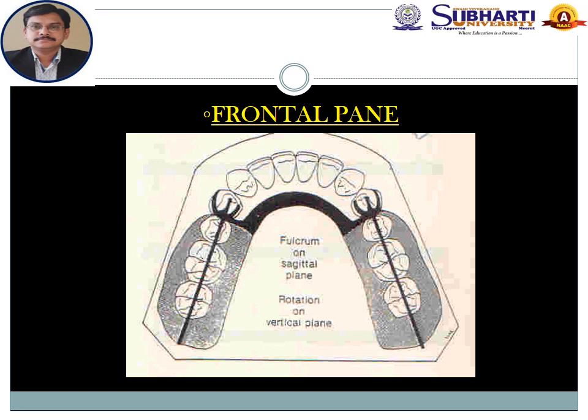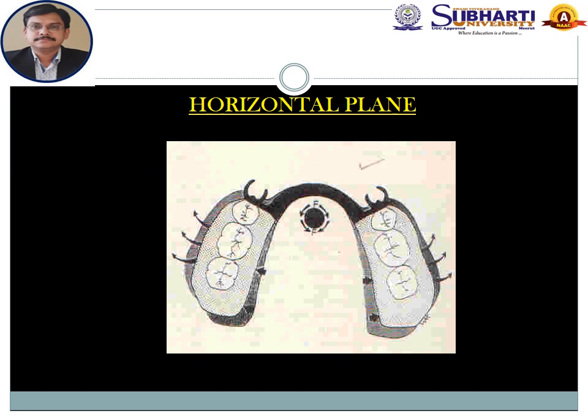If now the patient bites or masticates on the right side, and suppose the RPD of the left side gets lifted up, we say that the fulcrum was present on the sagittal plane and rotation of this RPD happened in the vertical plane. Now, due to the tongue or the cheek, if the RPD goes towards the cheek or towards the tongue, the medial side, then we say that here again the movement is in the horizontal plane.